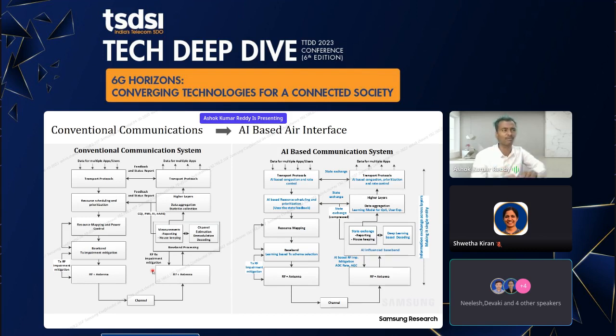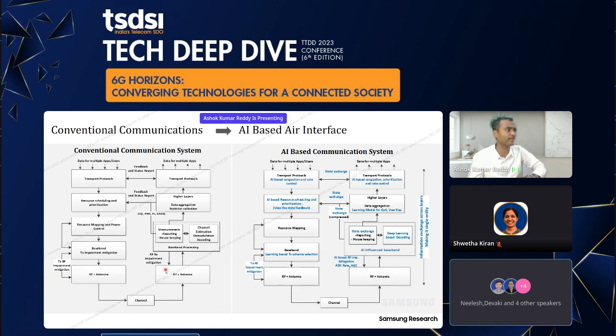standard, but it's more implementation specific. I'll quickly use this picture to explain this for the sake of the audience. So a conventional communication system starts from, let's say, assuming that it starts with transport protocols, resource scheduling, mappers, baseband and transmit impairment mitigation, RF and antennas, goes through the channel and comes to the receiver here.